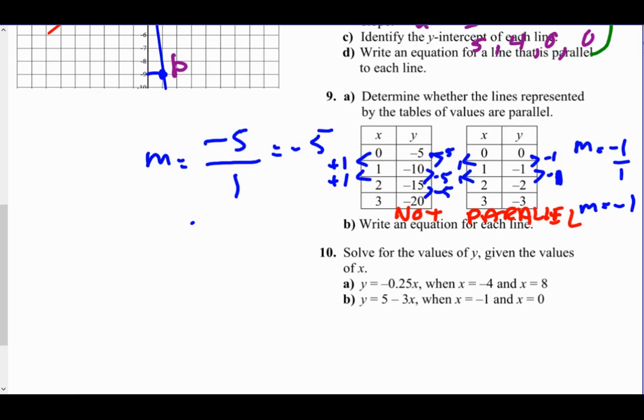Write an equation for the first line. So how do we do that? Well, we look right here, we get our b. We look here and get our b. So for each line, so this line, y equals, well, we have our slope, negative 5x minus negative 5. It's just a coincidence that those are negative 5s. Clearly wherever x is 0, then we're going to get that.